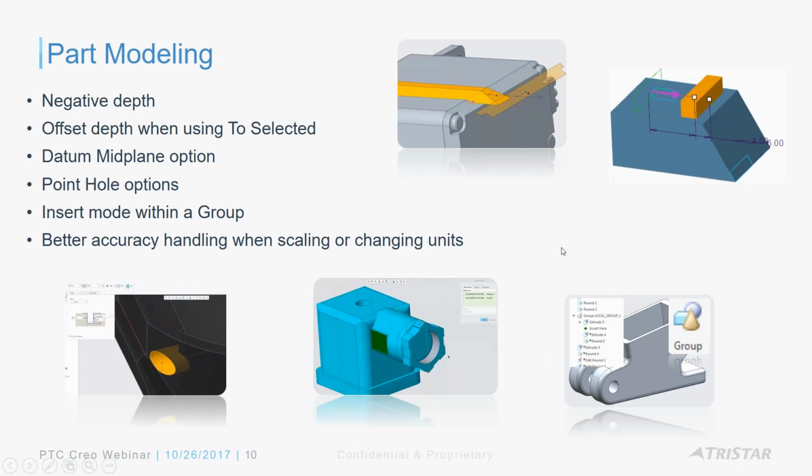And when you convert your models, let's say from English units, from inch to millimeters or vice versa, you have some config options to control the accuracy. Do you want to convert the accuracy or do you want to keep it the same? That's a new enhancement in Creo 4.0.